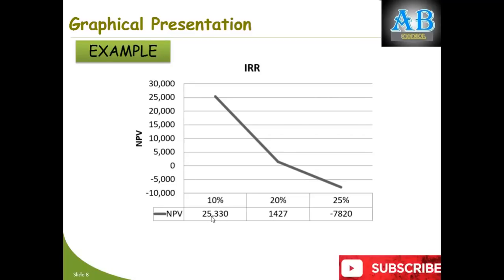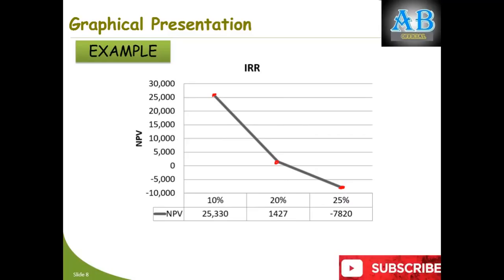So at 10%, our NPV is 25,330 here. At 20%, our NPV is 1427, and at 25%, it's minus 7820 here.